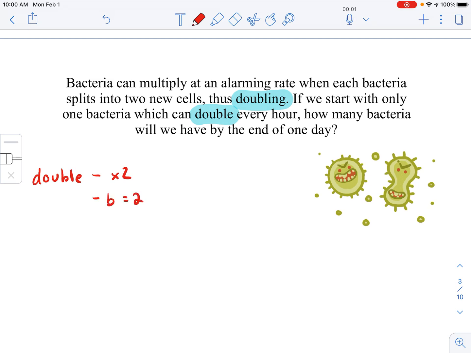And similarly, some other words you might hear is tripling, which means that my B value is equal to 3. So these are some key words that we need to be aware of. So this question is about doubling.